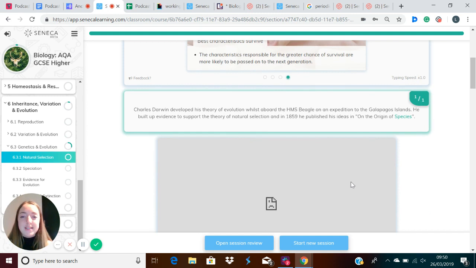Charles Darwin developed his theory of evolution whilst aboard the HMS Beagle on an expedition to the Galapagos Islands. He built up evidence to support the theory of natural selection, and in 1859 he published his ideas in the book On the Origin of Species.